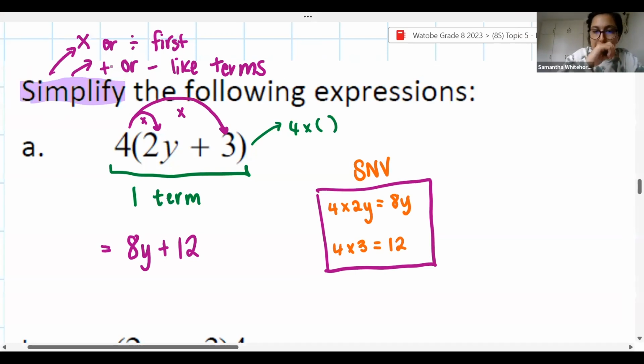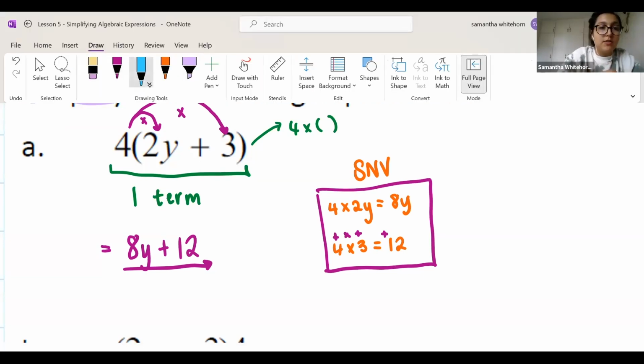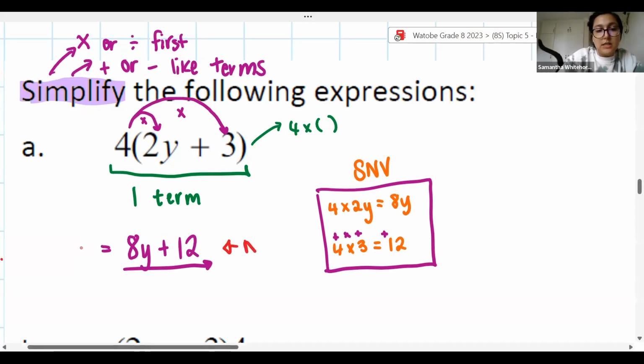Now, guys, again, I know it's plus 12 because a positive times a positive is a positive. So I know that the sign for that 12 is positive. And so through doing my multiplication, I have simplified. I've got no like terms here, so this is very important. We always want to check for like terms. These are not like terms.